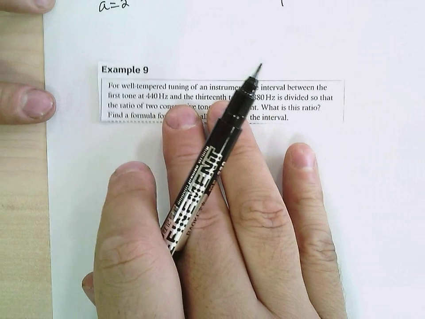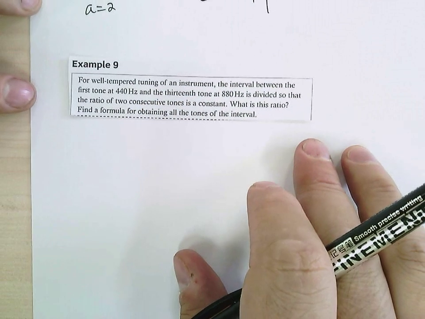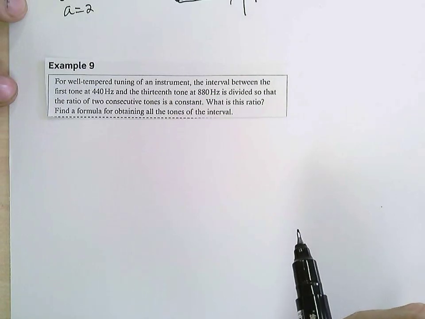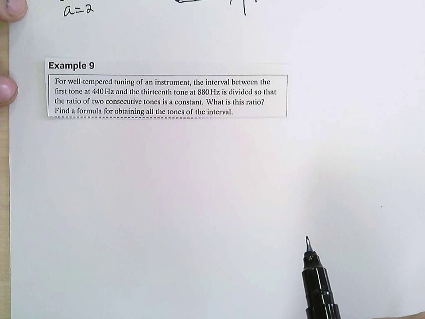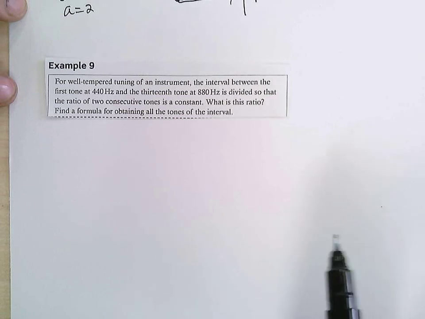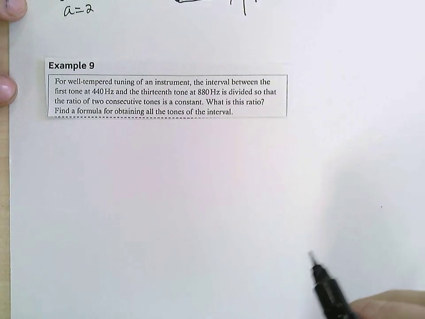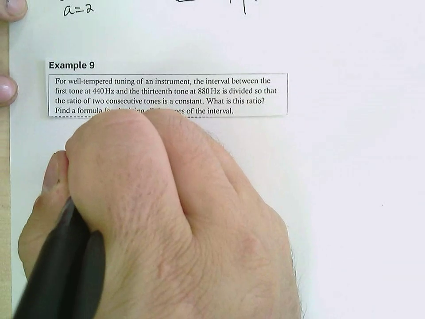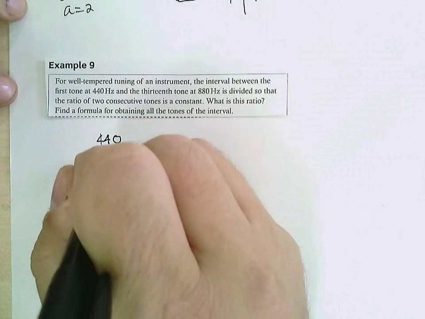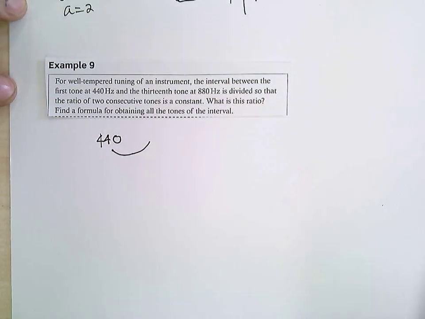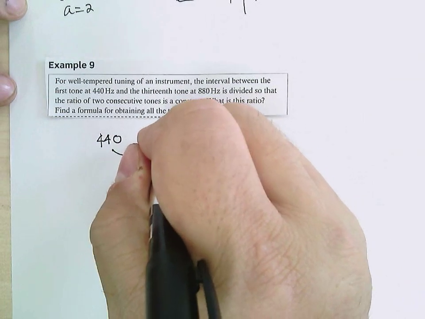This is example 9, and it says, for a well-tempered tuning of an instrument, the interval between the first tone at 440 hertz and the 13th tone at 880 hertz is divided so that the ratio of two consecutive tones is a constant. What is this ratio? Find the formula for obtaining all the tones of the interval. Well, what's going on here is you have the first tone at 440, right? Then you're going to get the next tone by some ratio of 2 consecutive tones. This is what we call a geometric sequence.